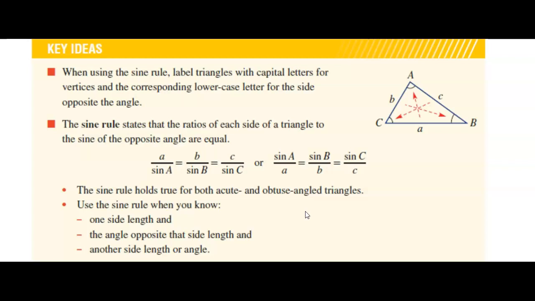Now, when you're labeling your triangles, we always use capital letters for the angles. So you'll notice we've got capital A here, capital B here, capital C. It doesn't matter which ones you call A, B, and C, but you have to get their corresponding sides correct. So you can see here lowercase a is opposite angle A, lowercase b is opposite angle B, and lowercase c is opposite angle C.